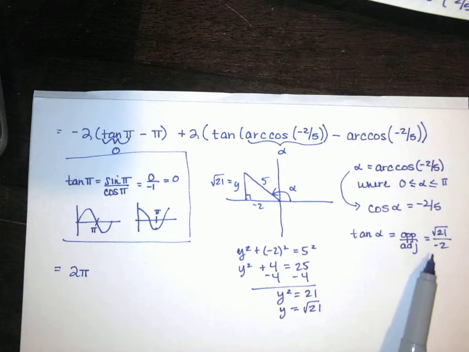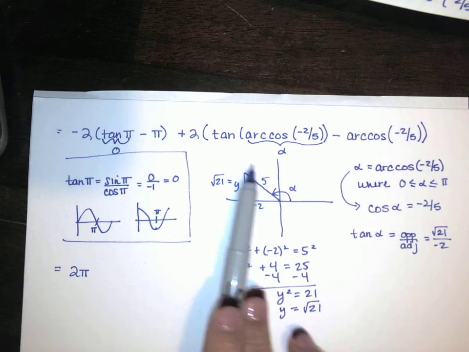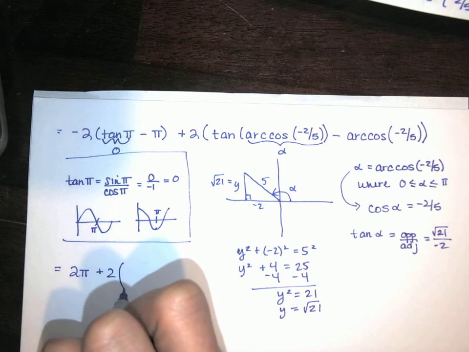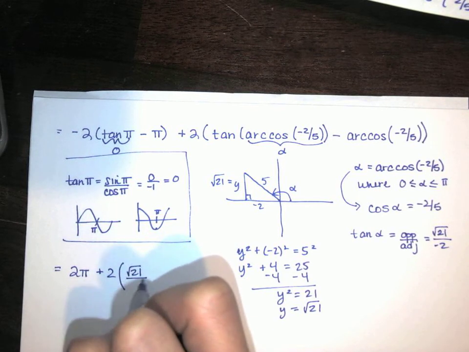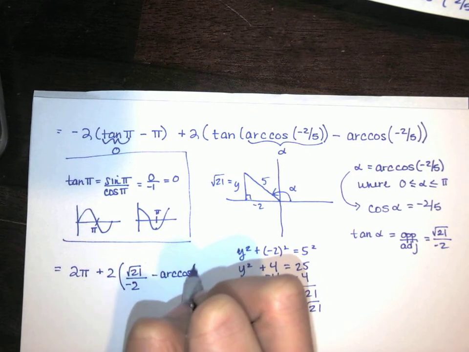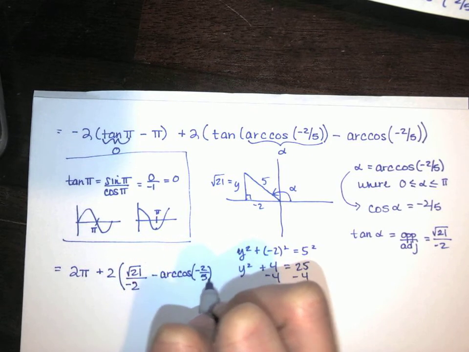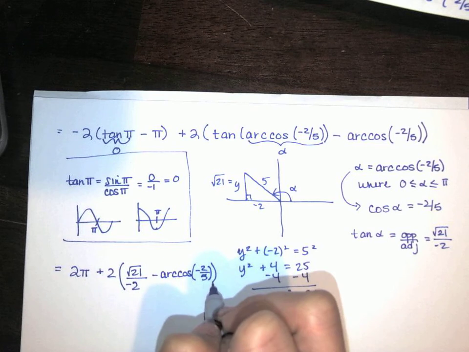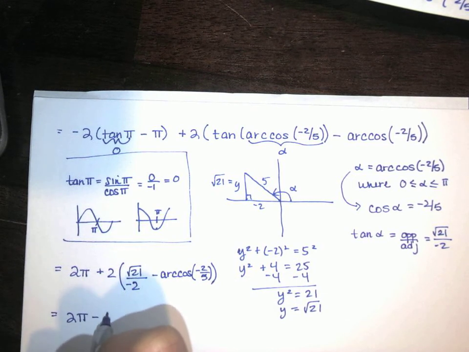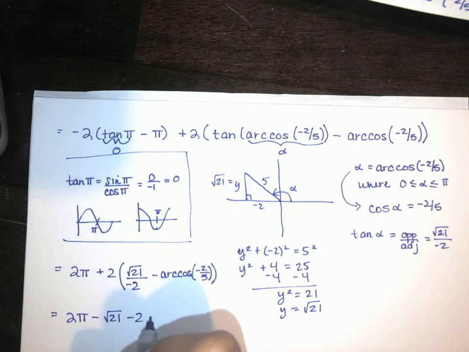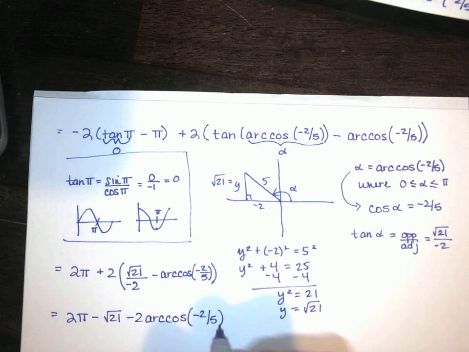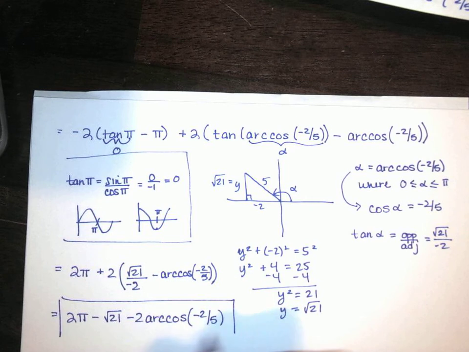All right, so that is that part right there. So I've got 2 times square root of 21 over negative 2 minus this arc cosine function, which is an angle. We could find it in our calculator if we wanted to. If I distribute the 2, I get this. That's my answer.